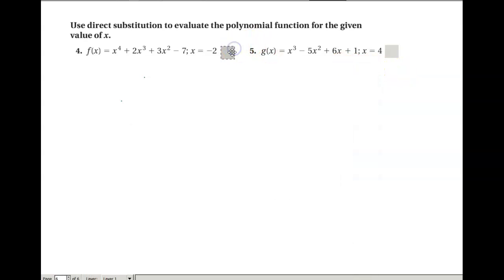And let's make sure that's right. Yeah, so you should have got 5 for number 4. And if you did number 5, you should have got 9.